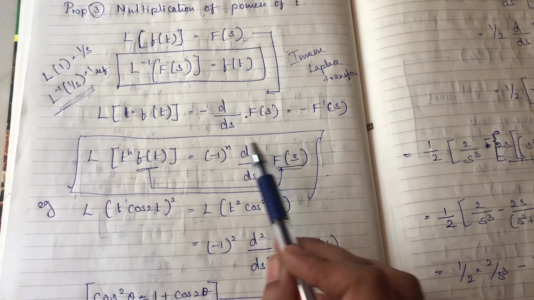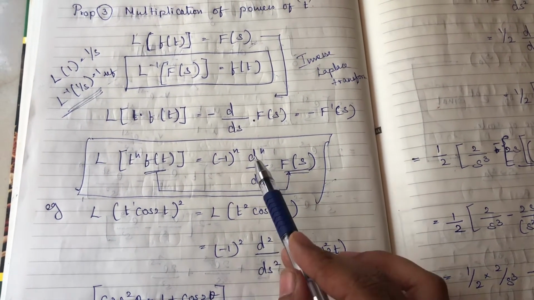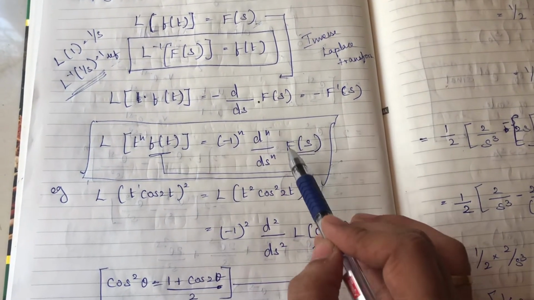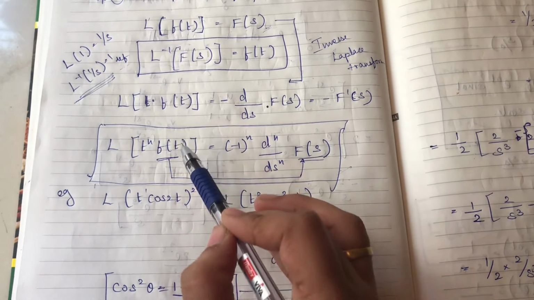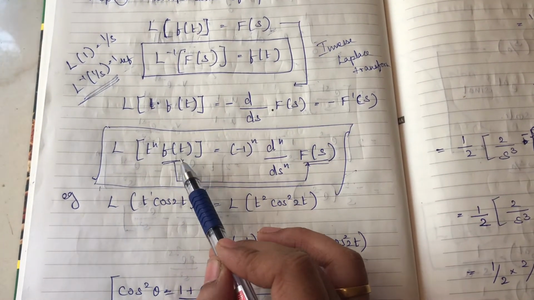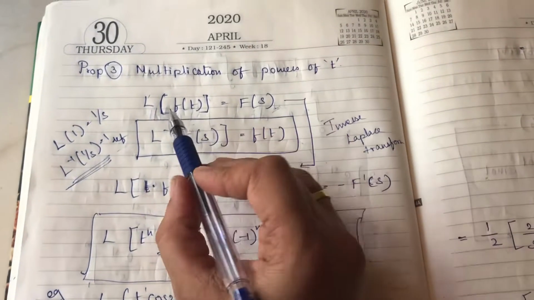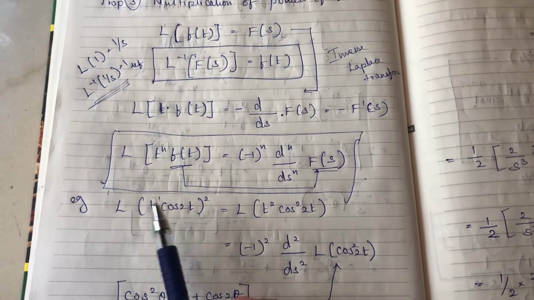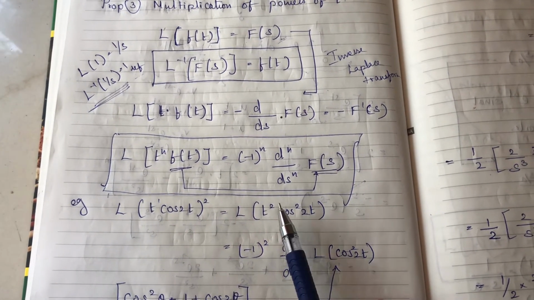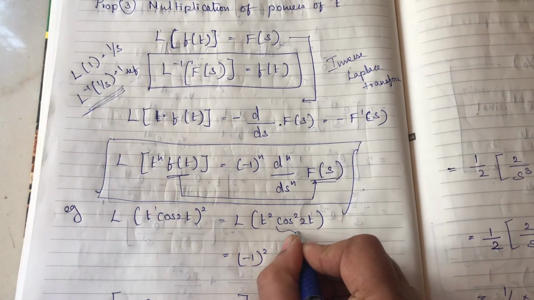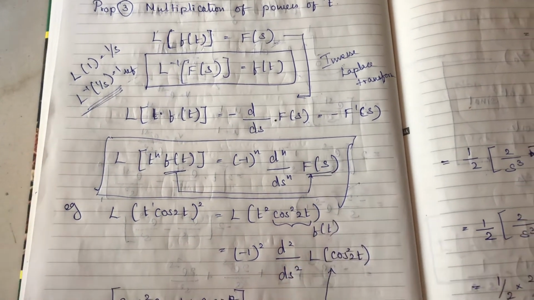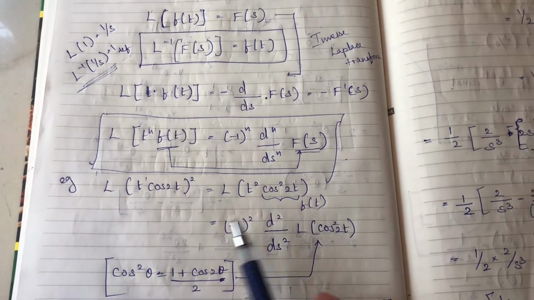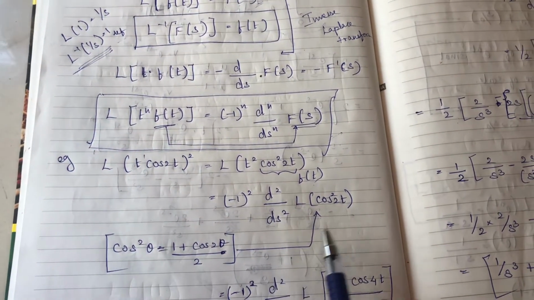So I can easily write this as minus 1 the whole power 2 d square by ds square into L of this part f of t. You can see here L of f of t is F of s. So I'm just writing this as L of f of t, which is nothing but F of s. So I just write it in this way, and we're going to solve this.